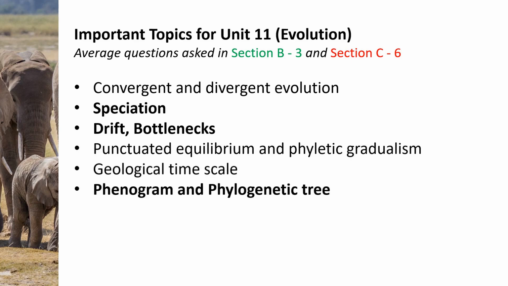In Unit 11, drift and bottlenecks, genetic drift, punctuated equilibrium and phyletic gradualism are important theories in the field of paleontology and evolutionary biology, so these should be covered. The geological time scale, including chronology of events such as the formation of continents, the appearance and extinction of species, and major geological processes. Phenograms and phylogenetic trees in evolutionary biology and systematics are also important. Evidence of evolution, speciation, and evolution trees are most important and are mostly asked questions from this unit.